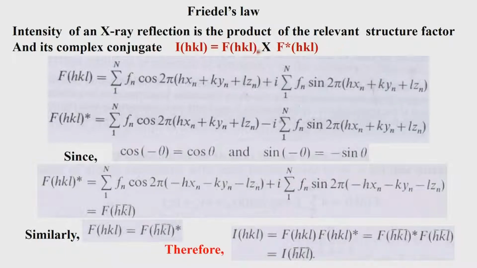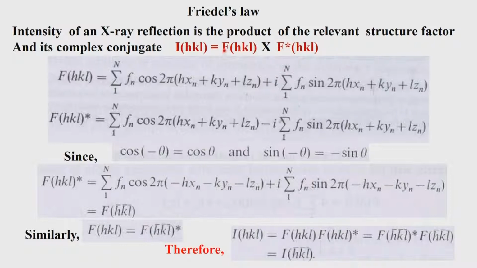Then if you take F of HKL and F star of HKL and take their product, you will end up with I, and therefore when you take the square root of I of HKL, what you get is not F of HKL directly, you get the modulus of F of HKL. Because of the phase information contained in it, we will have only the modulus coming in; the phase does not come up when you take the square root of the intensity.